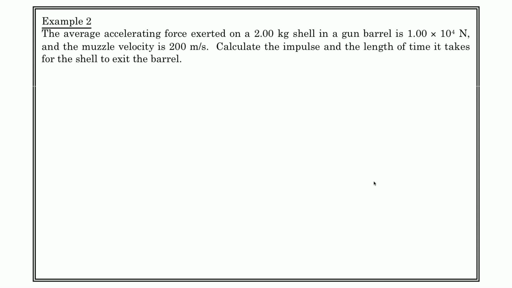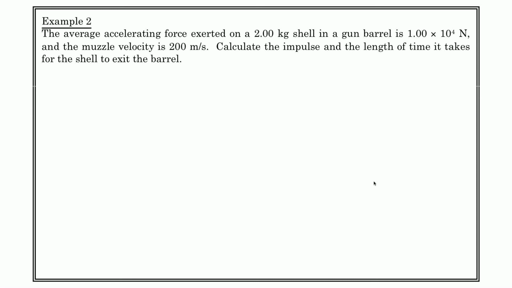The average accelerating force exerted on a 2 kilogram shell in a gun barrel is 1.0 times 10 to the 4th newtons. So that's the force that accelerates this. The muzzle velocity, the velocity at which the shell leaves the muzzle, is 200 meters per second. We want to calculate the impulse, and we want to find the length of time that it takes for the shell to exit the barrel.